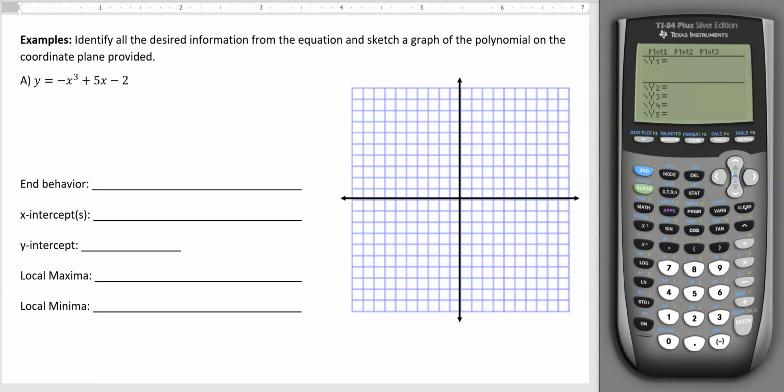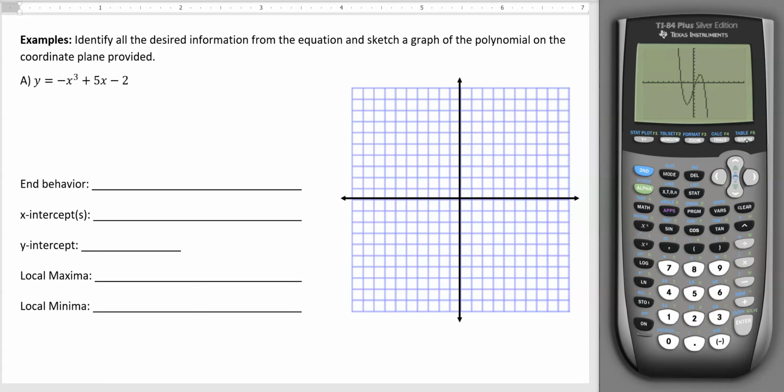Let's type in this equation. So we have negative x to the 3rd plus 5x and then minus 2. And I'm going to hit graph. So I get something that looks like that.